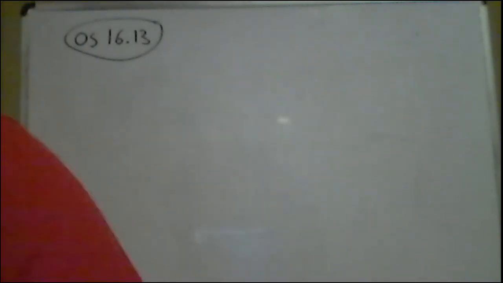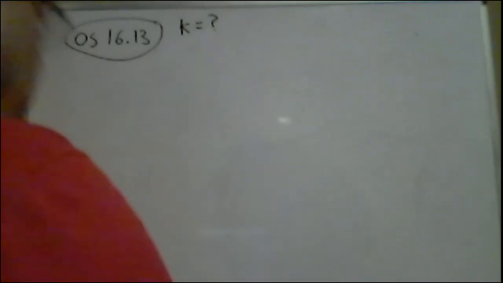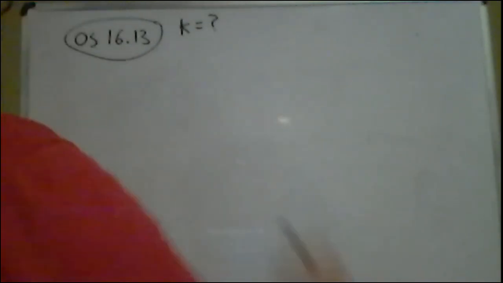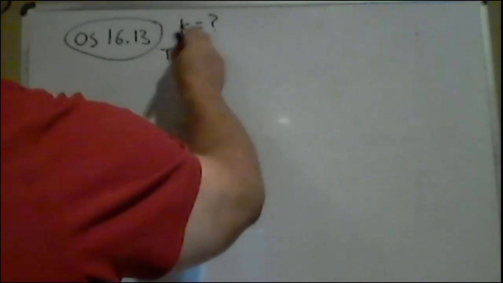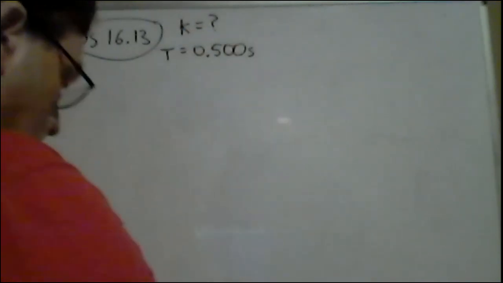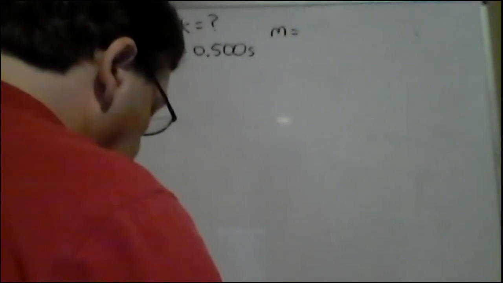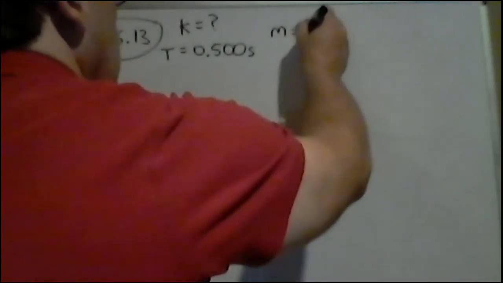All right, so we derived some equations, and so let's start using them. So again, our givens: we're looking for the force constant, k. We don't know what that is. We know the period of this clock is going to be 0.500 seconds. We also know the mass of the little cherub, and that's going to be 0.0150 kilograms.